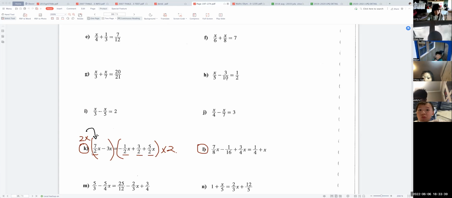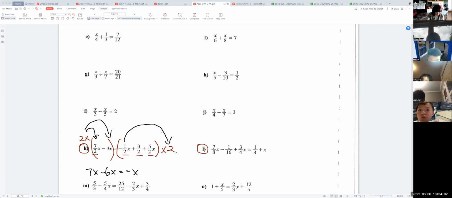7x. Very good. So 2 times 3x equals what? 6x. Very good. Thank you, Tiffany. So let's do the left side. So negative half x times 2 equals what? Just x. Negative x.